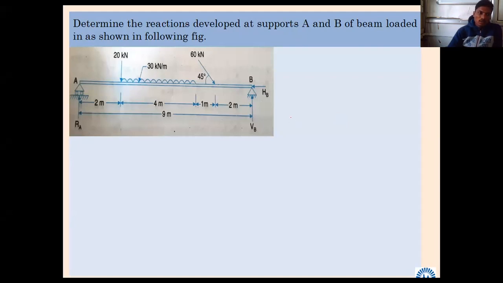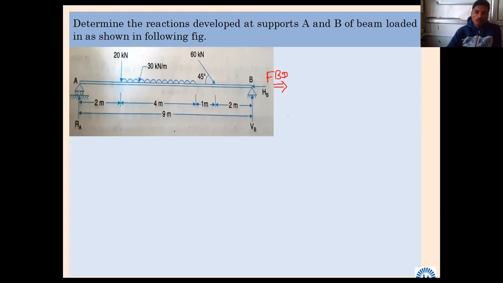Let's see the diagram carefully. Which type of beam? Which type of load? Which type of support? Then how many reactions am I going to ask you? See the diagram carefully. Which type of beam is this? Simply supported. Very good. It is simply supported because the supports are at the ends of the beam and there are only two supports.